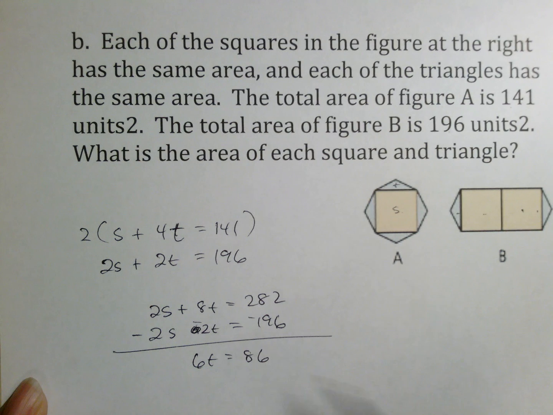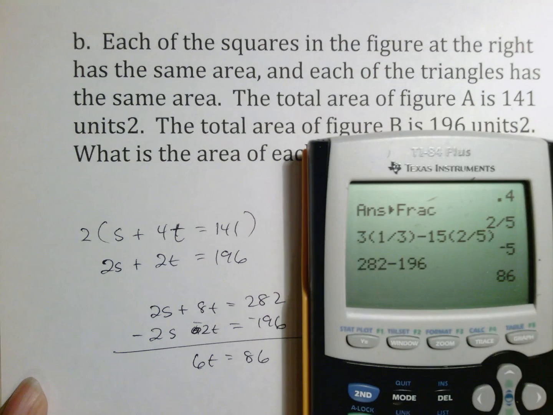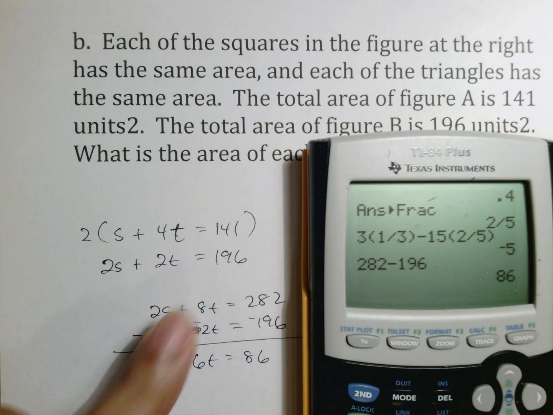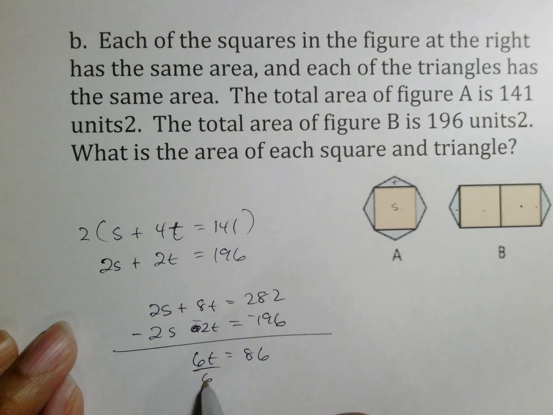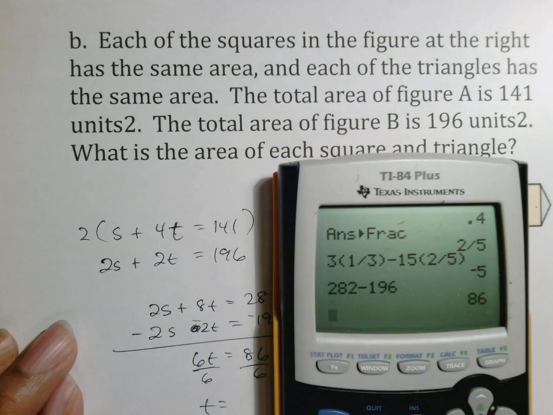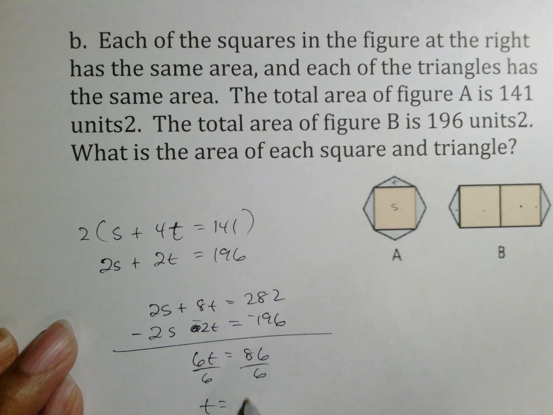At least I hope it is. Is it? I don't know. 282 and 196, which is 86. And then when you divide by 6, I don't think it works out the way we want to. Of course not. So we end up with 86 divided by 6, which of course is 14 1/3. This is going to be beautiful.